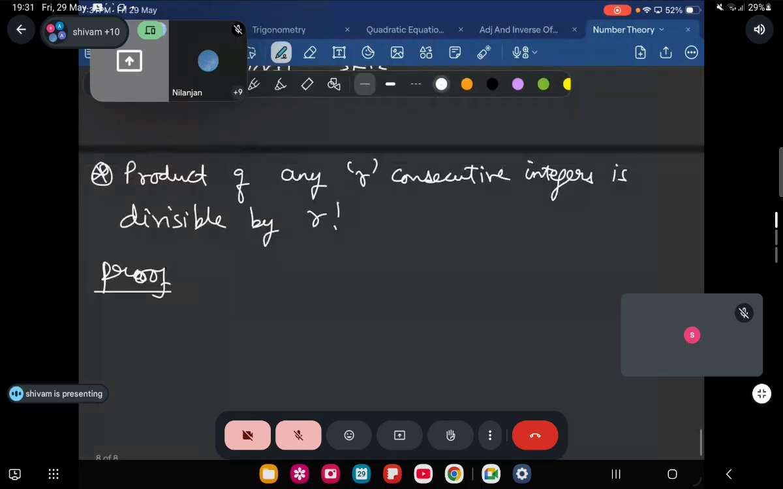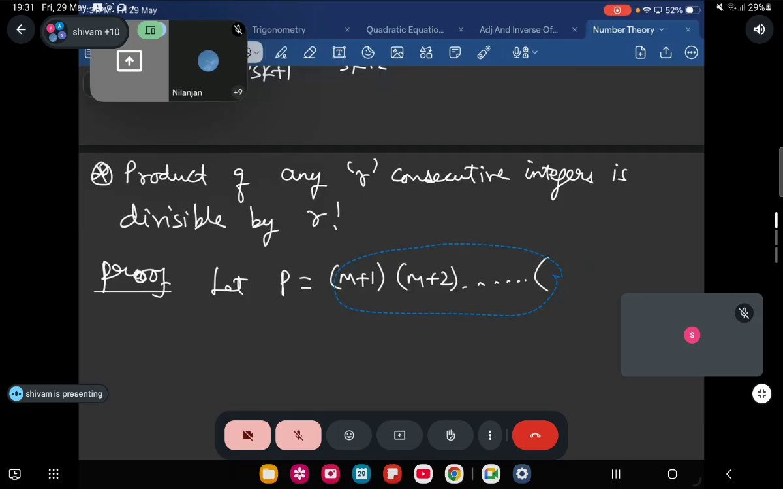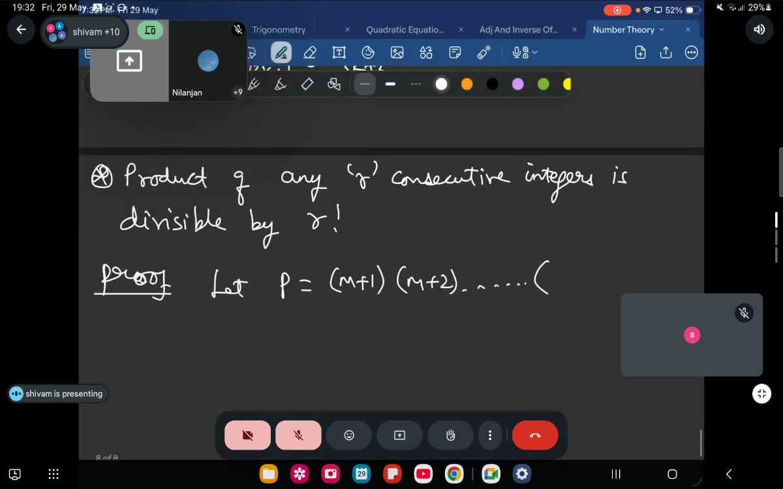So, everyone, let us take any r consecutive integers. Let p be equal to m into m plus 1 into m plus 2 into m plus 3, dot dot dot. What will be the rth integer? The rth integer will be equal to m plus r minus 1, right? So let us start with m plus 1, it would be easier for you to understand. I'm going to take r consecutive integers, m plus 1, m plus 2, m plus 3, dot dot dot, up to m plus r. These are r consecutive integers.